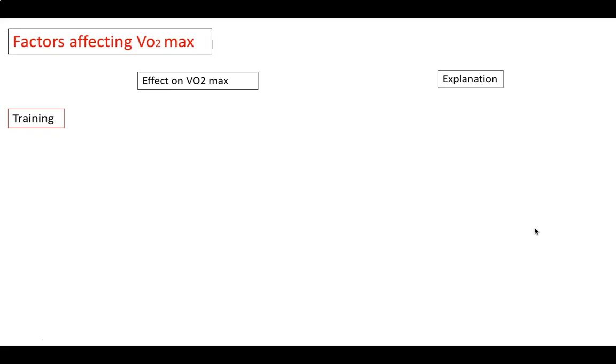One of the factors we need to be aware of is training. On the left hand side here we've got effect on the VO2 max and we've got the explanation. So if we're talking about training, aerobic training must be used to improve VO2 max. No other type of training, aerobic training. So we're looking at high intensity interval training and continuous training. Please add that in there. Okay, so aerobic training must be used to improve VO2 max. For example, continuous training and high intensity interval training.